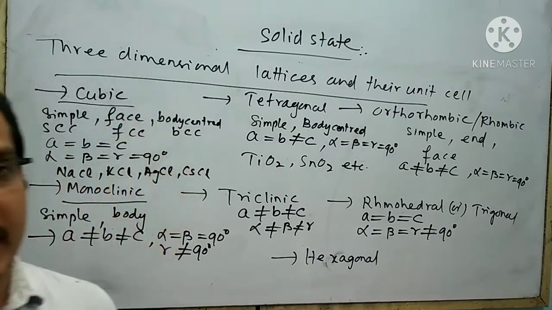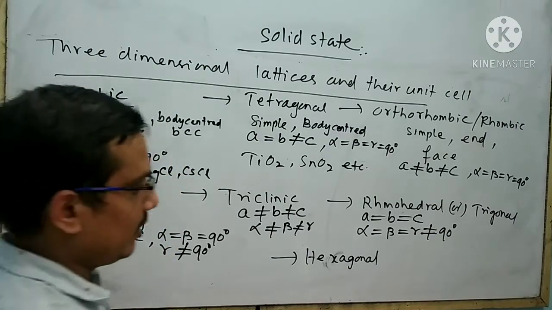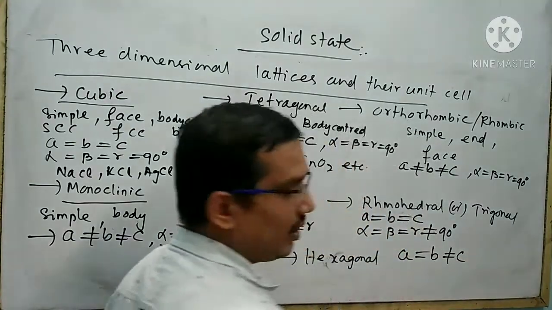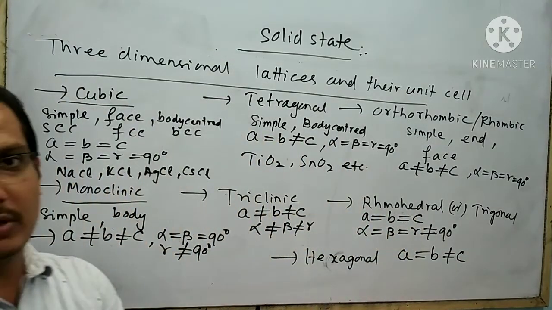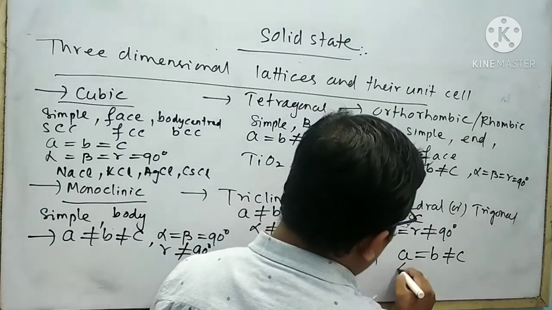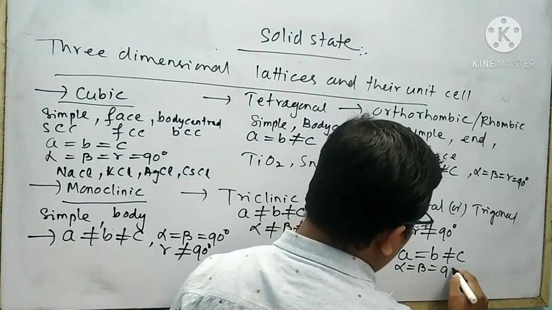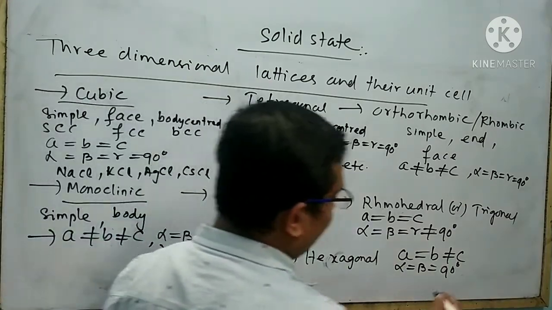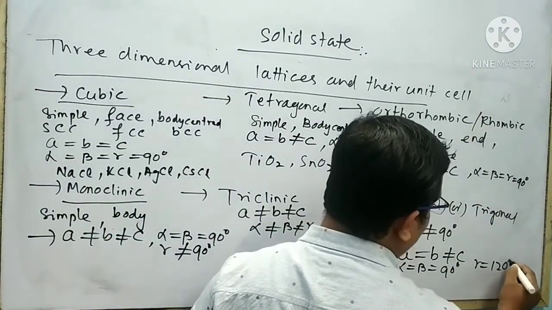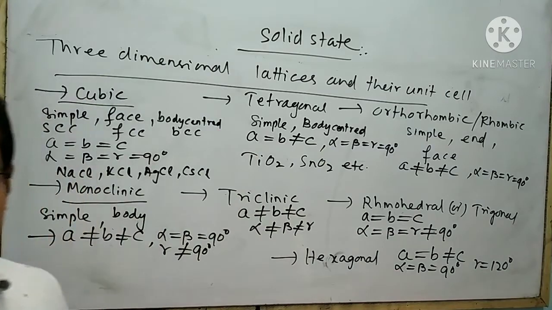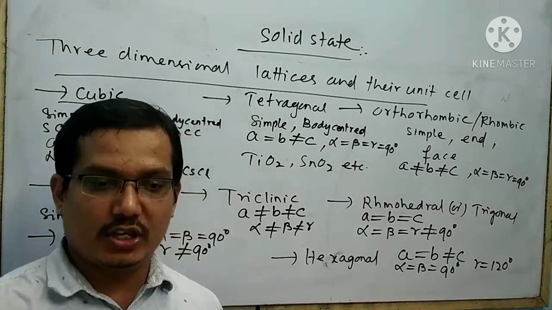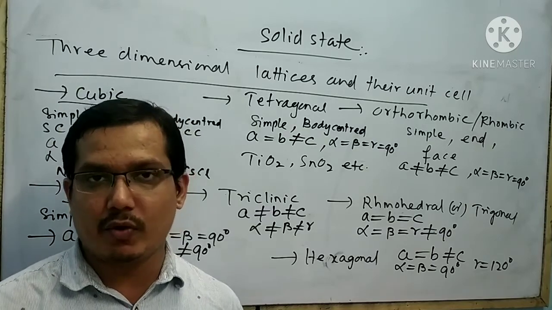Next is your hexagonal unit cell. In this case, a equal to b not equal to c. Here also alpha equal to beta equal to 90 degrees, and also remember one important point, gamma equal to 120 degrees. The examples of hexagonal unit cell are zinc oxide, ice, graphite, quartz.